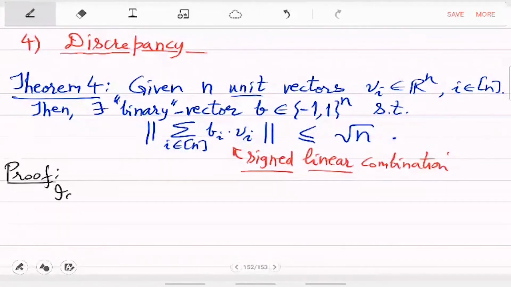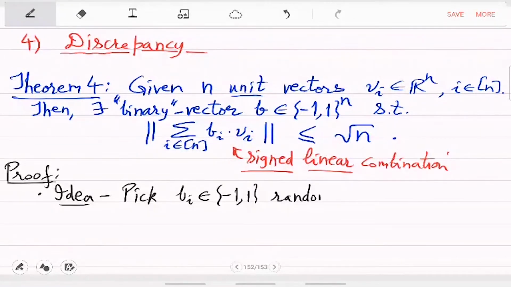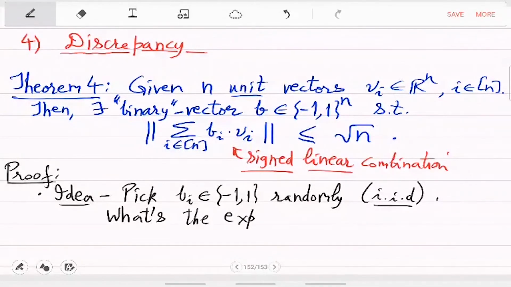The idea here, as should be clear by now, is that we will pick the bi's randomly. So, you pick bi to be -1 or +1 by a coin toss. Randomly, in fact, you do it in an IID fashion, which is independent and identically distributed. So, you flip basically n distinct coins independently. So, what is the expected value of sigma bi vi? What do you expect this to be? So, let us do that calculation.